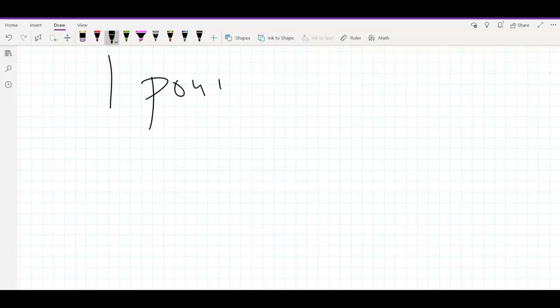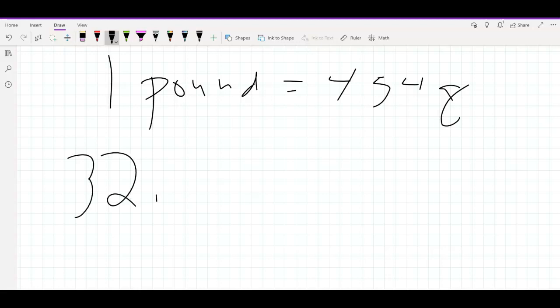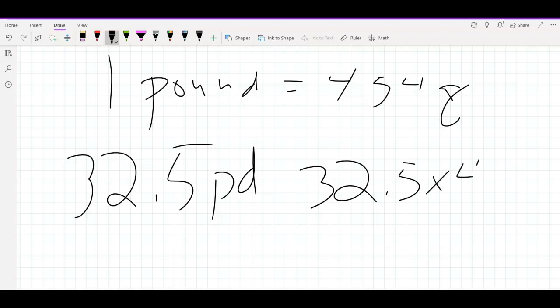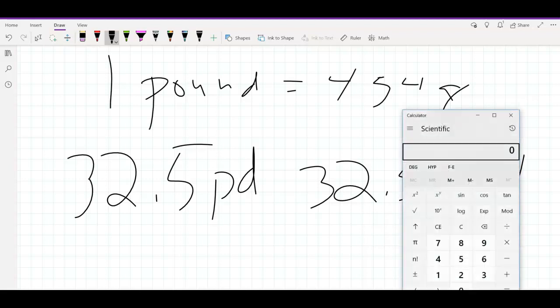1 pound equals 454 grams. Okay, so if I memorize this, I know 1 pound equals 454 grams. So however many pounds I have, say I have 32.5 pounds, I'm going to take that 32.5, multiply by 454, and that'll give me my number of grams. 32.5 times 454, 14,755.